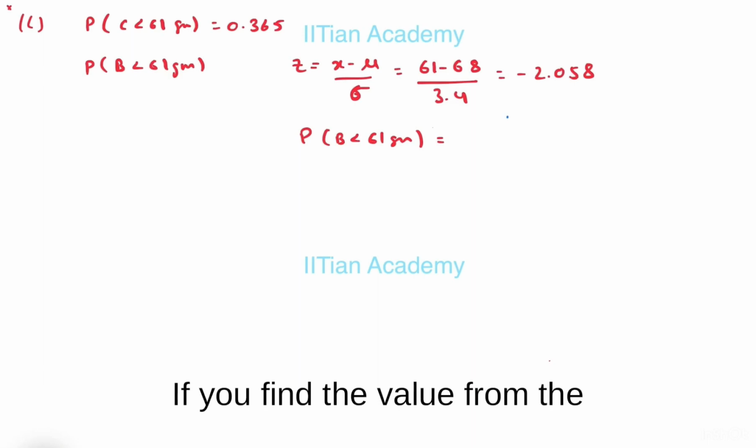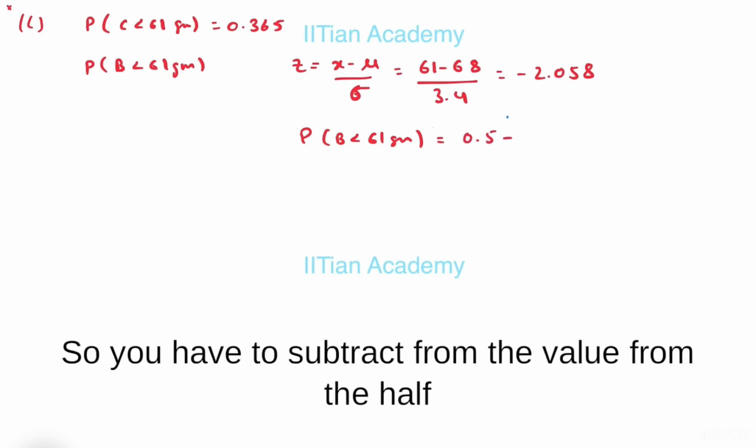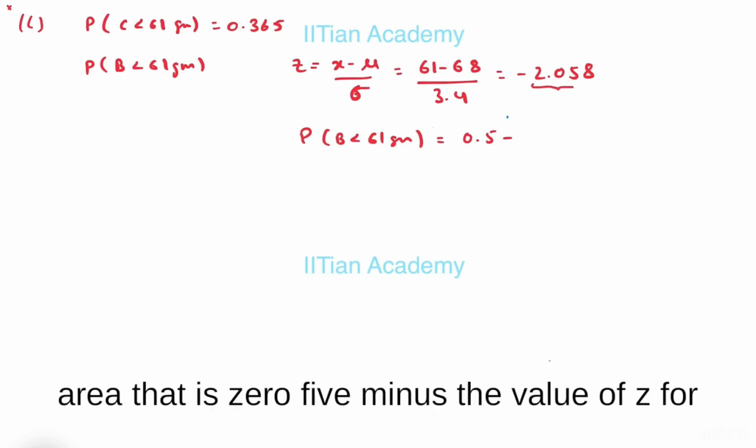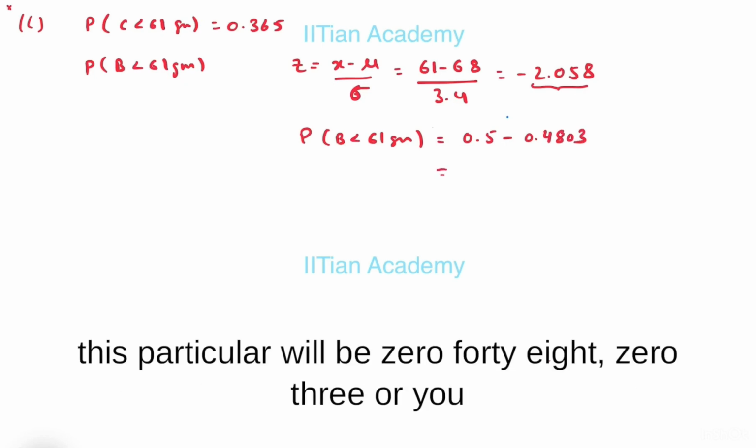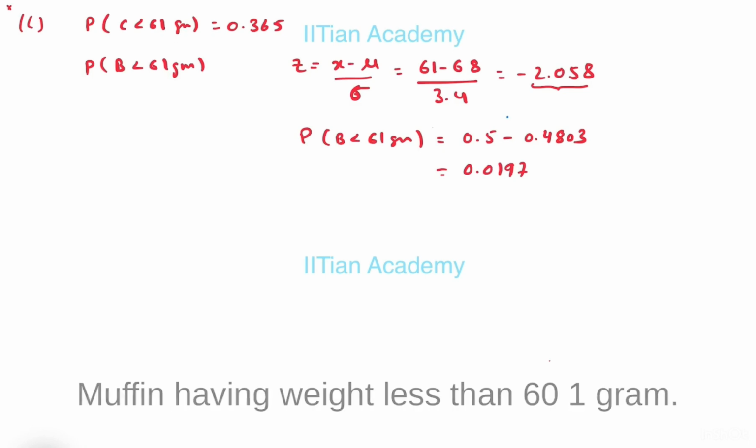If you find the value from the table, it will be a positive value, so you have to subtract it from the half area, that is 0.5 minus the value of z for this particular, which will be 0.4803, or you can directly find this value, that is 0.0197. So this is the probability of a banana muffin having weight less than 61 gram.